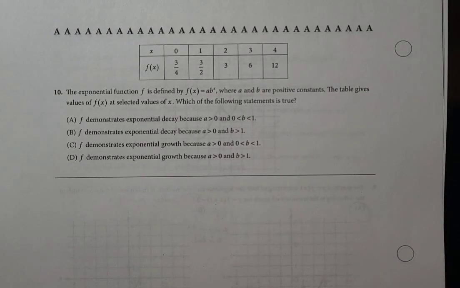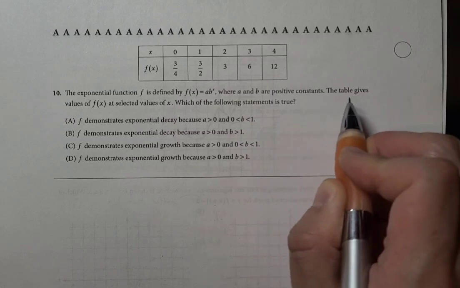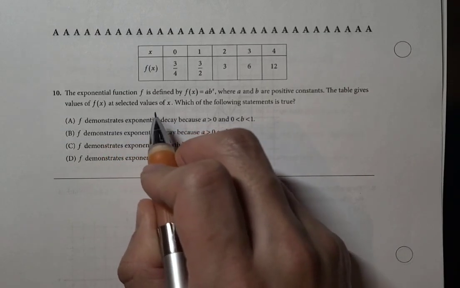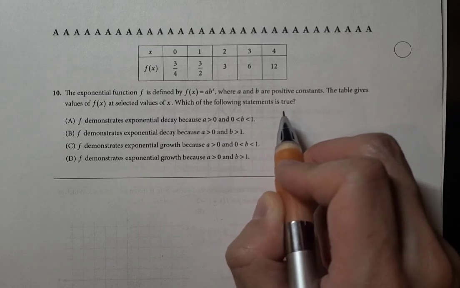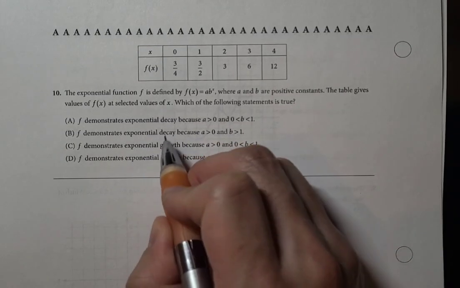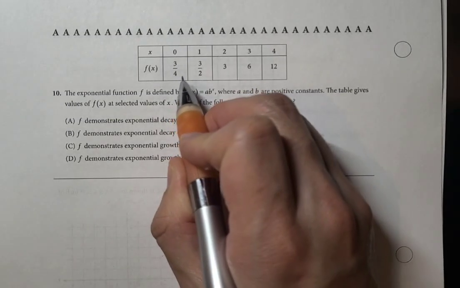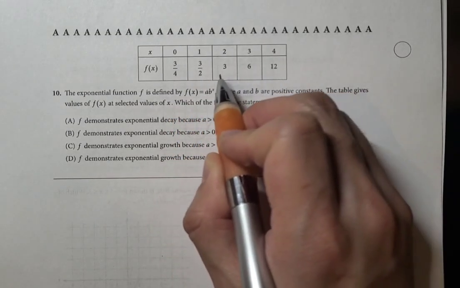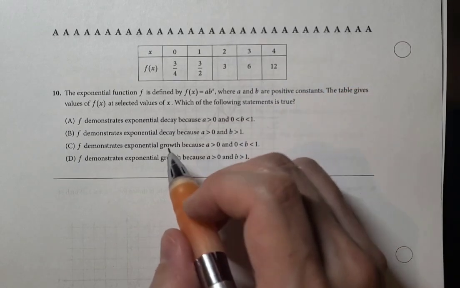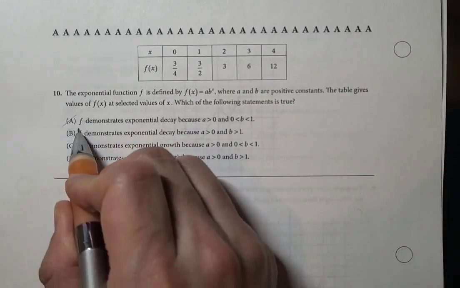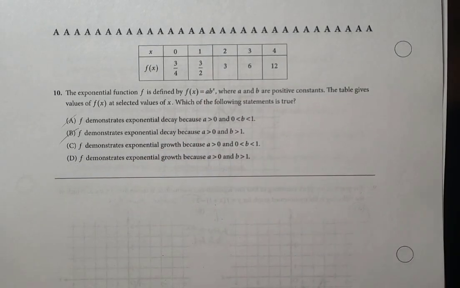Exponential function f is given by f of x equals a times b to the x, where a and b are positive constants. The table gives values of f of x for selected values of x. Which of the following statements is true? So it looks like from the choices, we have to know if it's exponential growth or decay. Well, the terms are increasing, and you can see it's being multiplied by 2, actually. So it's going to be exponential growth because it's growing. It's not decaying. It's not getting smaller. So eliminate A and B right away.